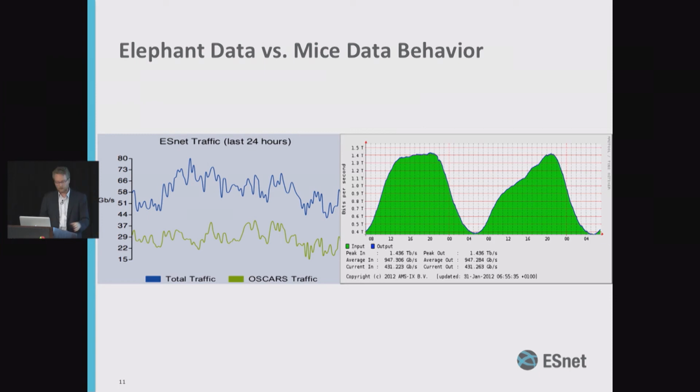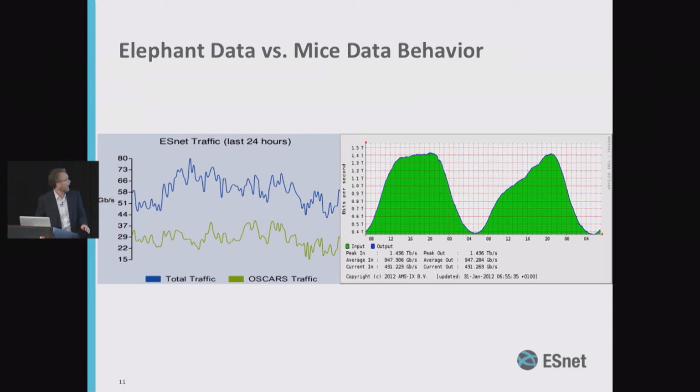So the picture on the left here, this is some data taken from ESnet's network, right? The blue line is regular routed traffic. The lower line here is our virtual circuit service. But if you look, there's a lot of variability, and there doesn't seem to be much of a distinct pattern to it. The diagram on the right, this is a rate chart from a large internet exchange.